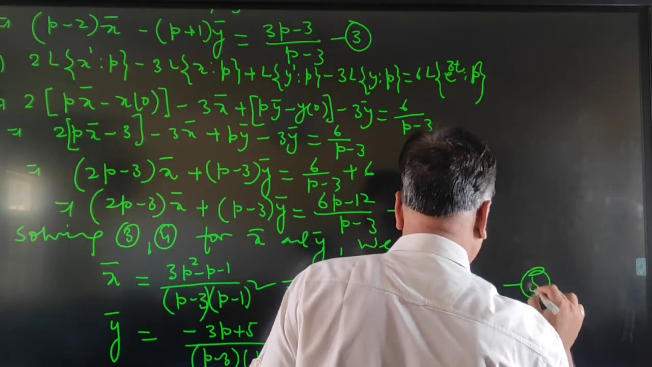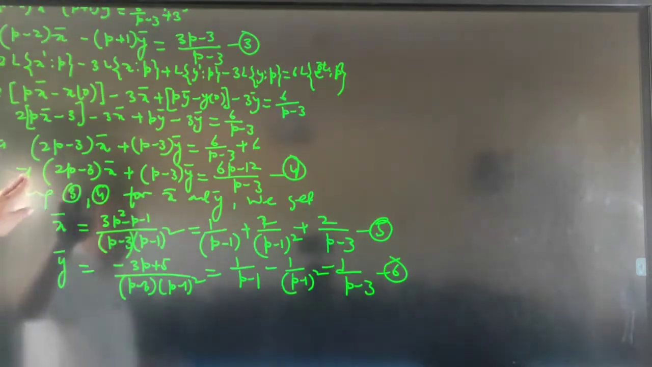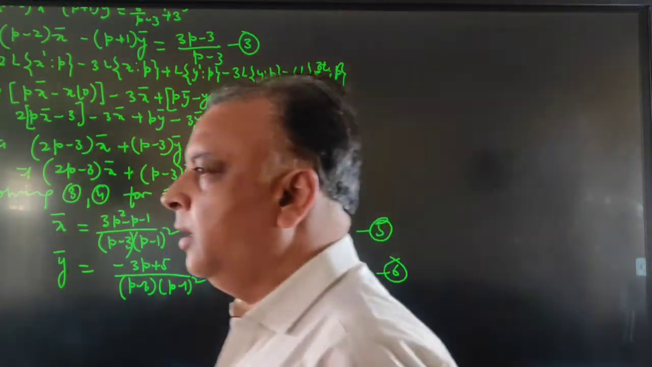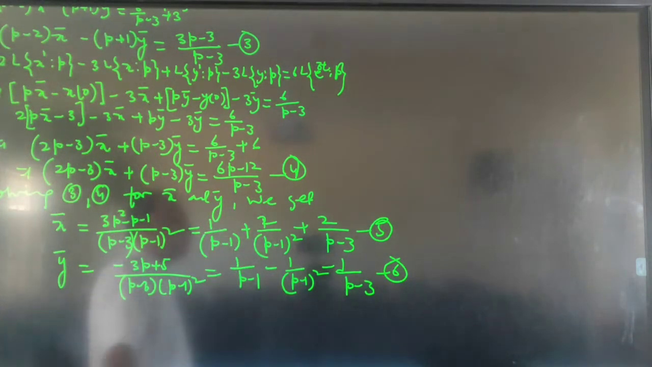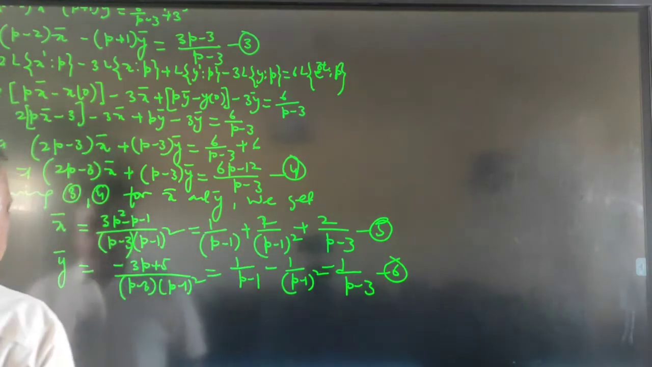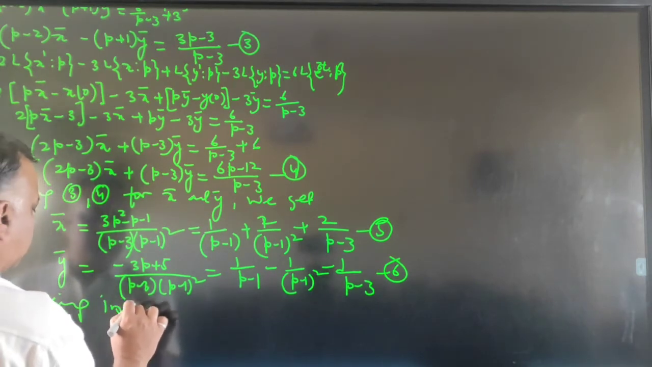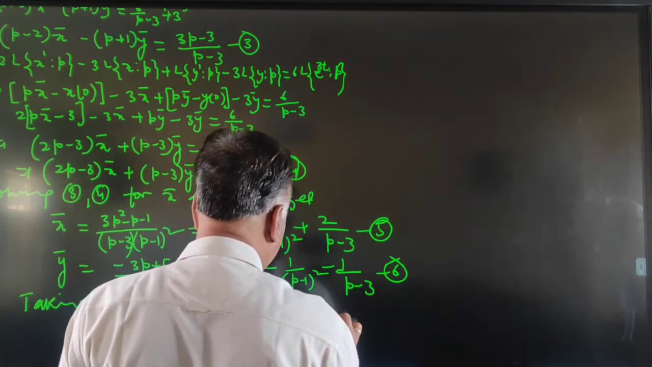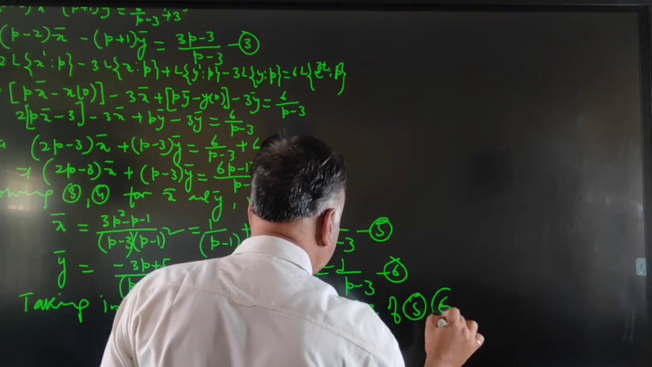This is number 5 and this is number 6. So here we find the values of x bar and y bar in terms of p. Now the solution of the simultaneous differential equation is x and y. So by taking the inverse Laplace transformation of 5 and 6, we get the required solution of the differential equation.